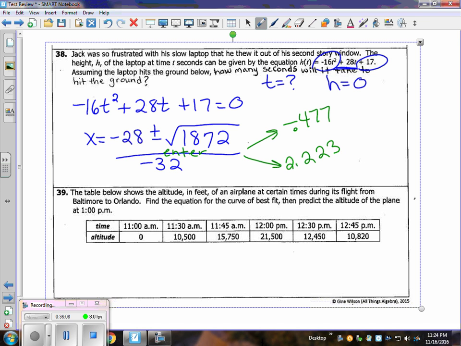So it will land 2.223 seconds later. So as long as your answer is right around that amount, you'd be right.